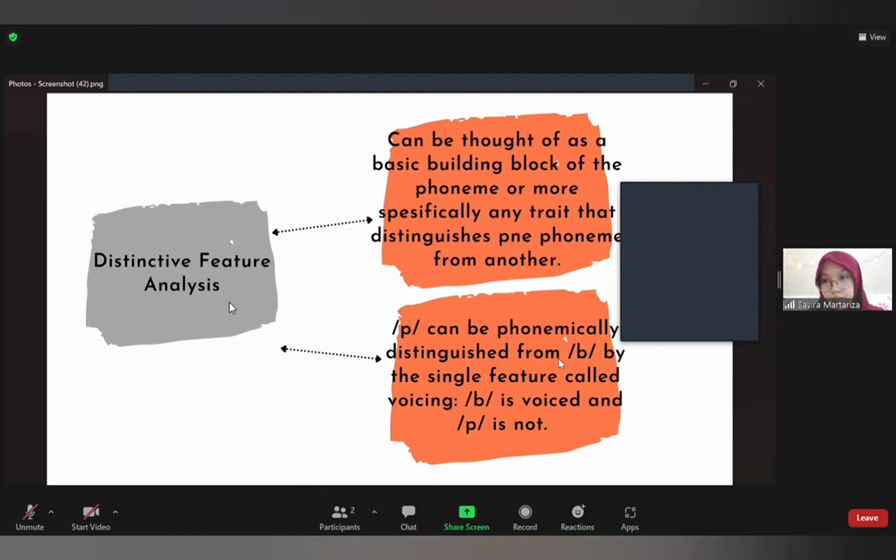Hello, my name is Savira Martariza Aldya Kautzar, with last three-digit student number 124. And I will tell you about distinctive features.